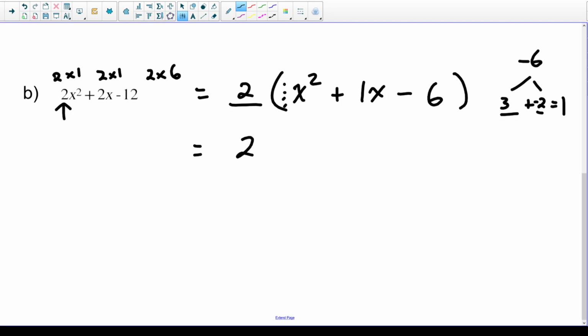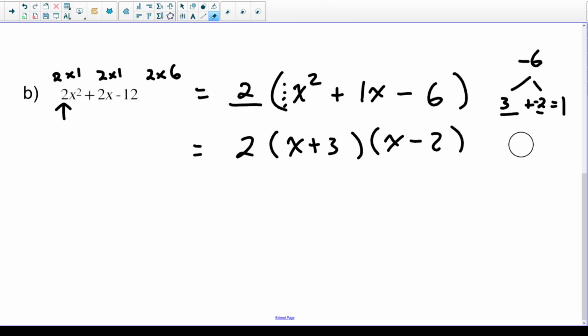And once again, our brackets will now break down into 2 more brackets. And we put the x plus 3 in the first one, the x minus 2 in the second one. It does not matter what order these go in, by the way. If another student had written minus 2 and plus 3, that's fine. I just personally like to always put the bigger number first. And that would be your solution to that factoring scenario.